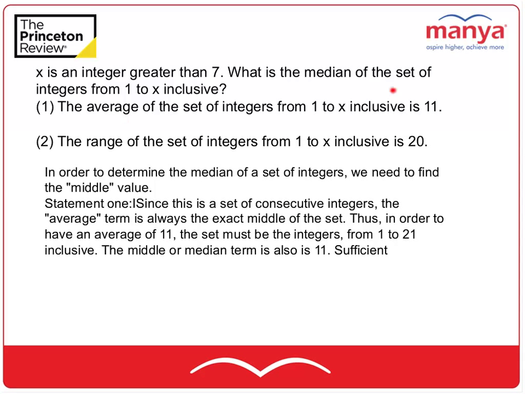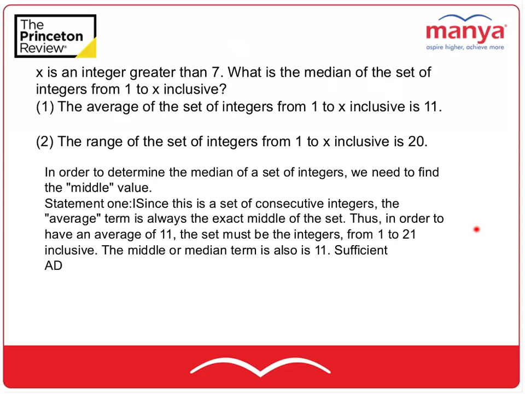So we are getting the answer for our question: what is the median of the set of integers from 1 to x inclusive? When we get the answer, this is going to be sufficient. So when statement 1 is sufficient, what are our answer options going to be? We are eliminating the other options B, C and E, and our answer option can be only A or D, right? When the first statement is sufficient, our answer option can either be A or D.